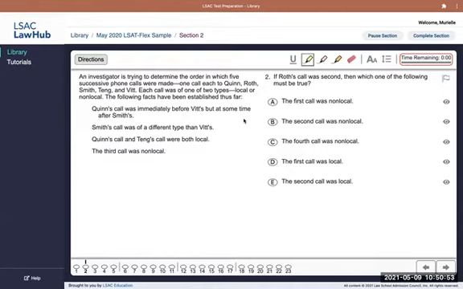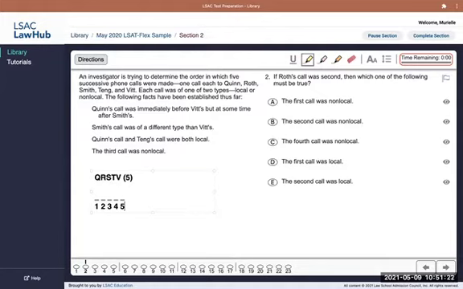So an investigator is trying to determine the order in which 5 successive phone calls were made, 1 call each to Quinn, Roth, Smith, Tang, and Vitt. So those are going to be our players, and we are ordering them. Okay, so I'll just list them here. We've got 5 of them, and we are ordering them, right? So that's sort of our basic diagram.